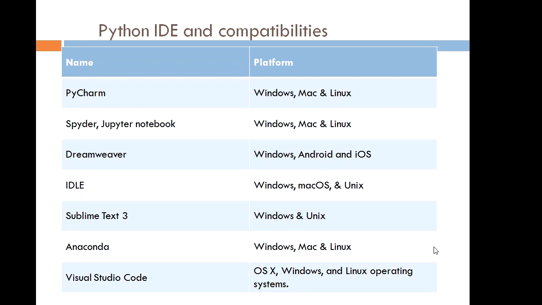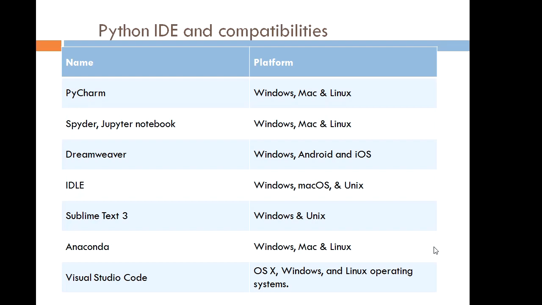Now let us discuss compatibilities. We have several IDEs. Python Anaconda IDE is one of the popular IDEs, widely used on Windows or Mac or Linux platform. And we have PyCharm and Jupyter Notebook, Spyder. This Jupyter Notebook and Spyder both are available in Anaconda IDE itself. You can select any one of the platforms to write the Python code.